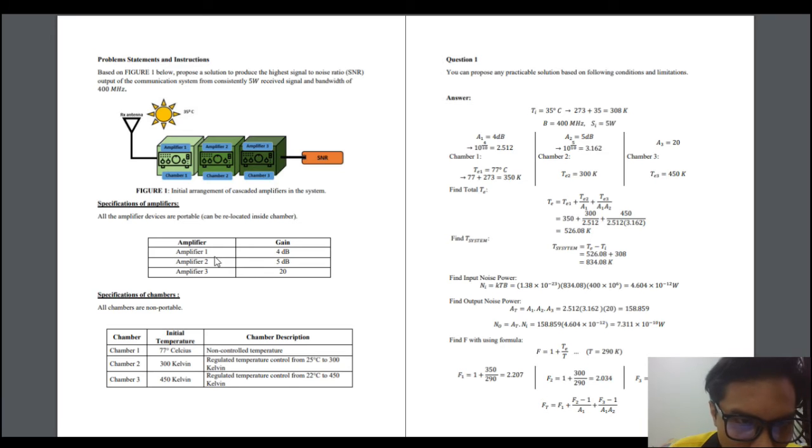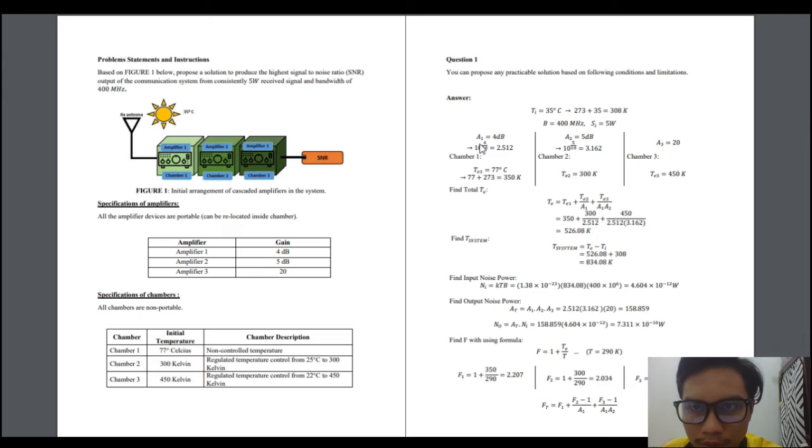Amplifier 1 is 4 dB, amplifier 2 is 5 dB, and amplifier 3 is 20 dB. These devices can be changed or relocated inside the chambers. The value of the chambers: chamber 1 is 77 degrees Celsius, chamber 2 is 300 Kelvin, and chamber 3 is 450 Kelvin. For chamber 2, the temperature range is 25 degrees Celsius to 300 Kelvin. For chamber 3, it is 20 degrees Celsius to 450 Kelvin.